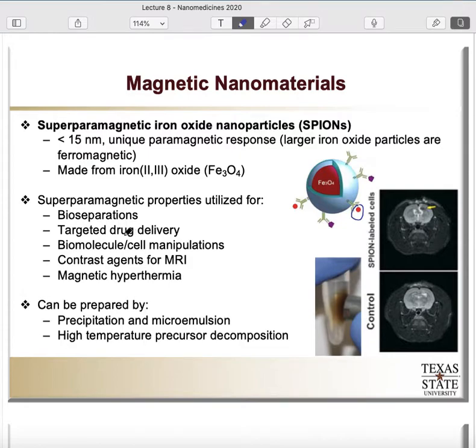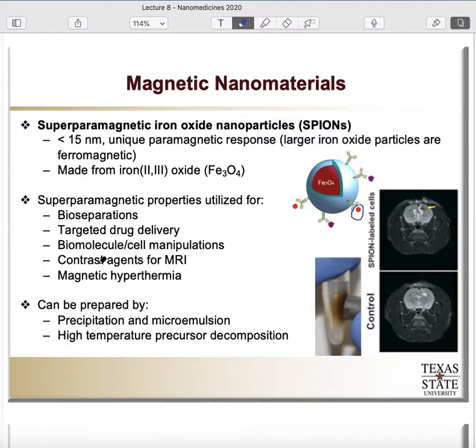We can also utilize SPIONs for targeted drug delivery. In this case, we would actually use the magnetic properties to force or encourage the particles to go to the location where we want them to go. So for example, let's say that we're trying to target these particles to cancer cells. We could inject the particles near the location where they are needed, and then we could encourage them to transport to the right location by using a magnet that would guide them in the right direction. We can also utilize them for biomolecule or cell manipulation in different applications.